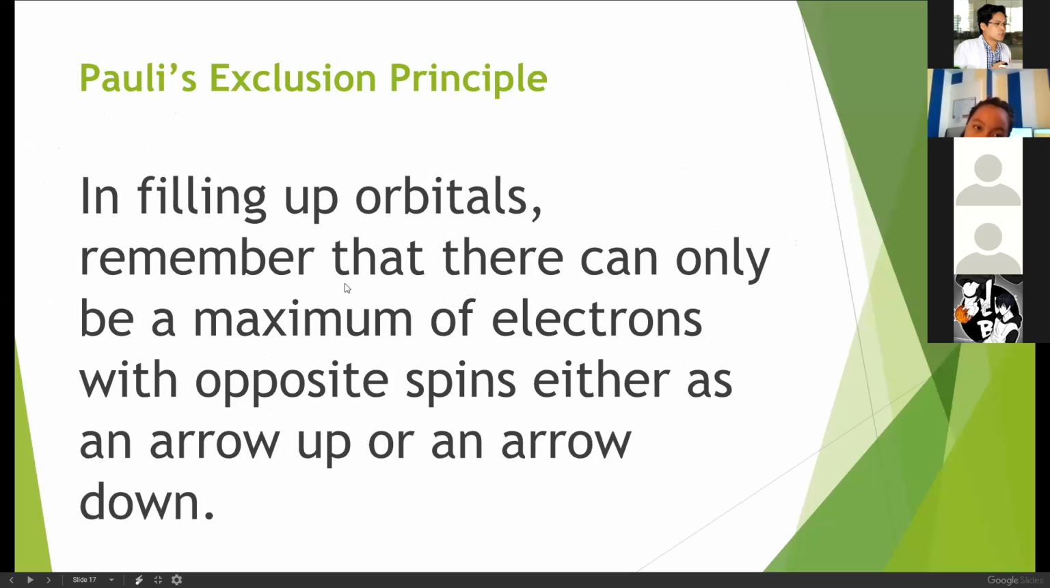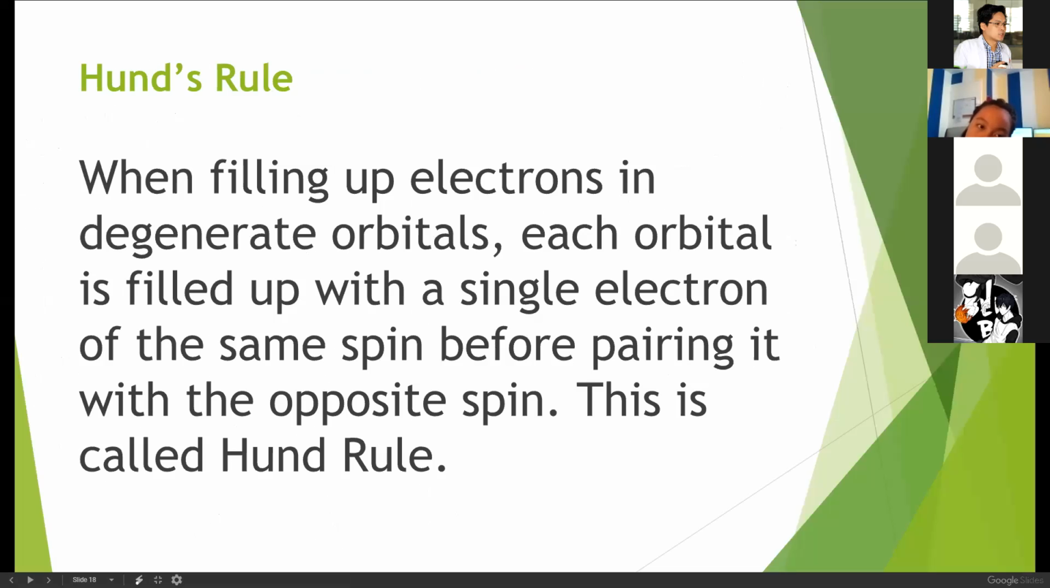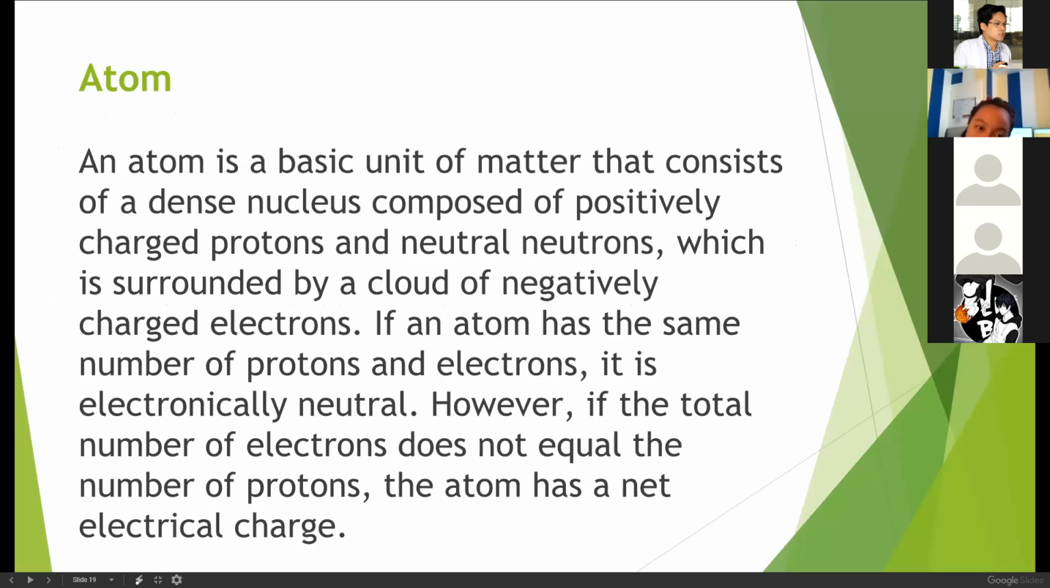Okay. We are done with Pauli's exclusion principle. Hund's rule. Atom. Okay. Let's move now to atom.